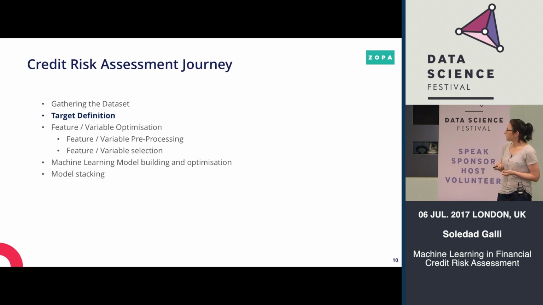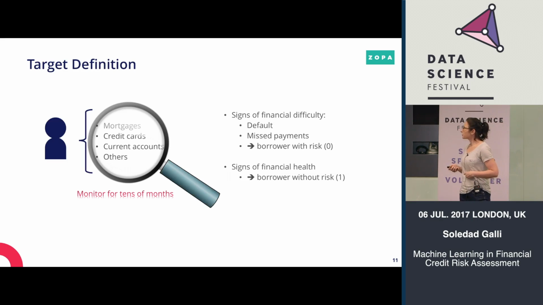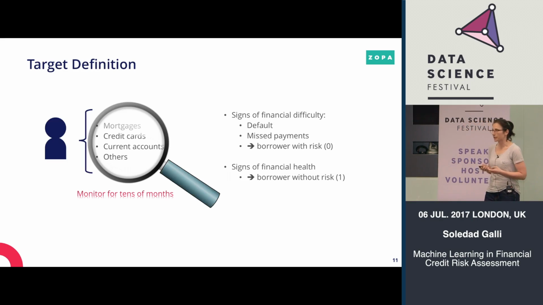So the next step is to understand what risk is. So what are we going to predict? So this is creating the target. And this may seem trivial, but creating the target is actually one of the most important things, because if we have the wrong target, we may have the most predictive algorithm, but it's going to bring virtually no value to the business. So what do we define as risk?